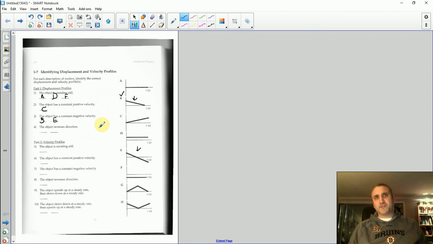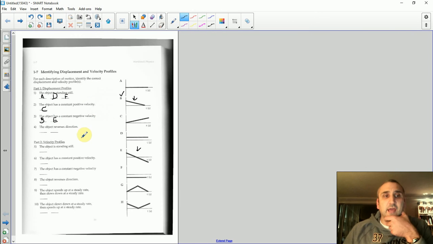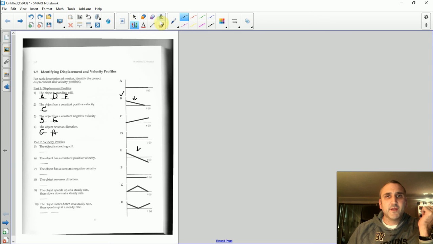So again, we're using displacement versus time, and you're dealing with something that has a negative slope. Finally, the object reverses direction. Those are going to be both G and H, because we're dealing with something with a position. It's going in the positive direction and then in the negative direction for G, and then for H in the negative direction and then in the positive direction. So I hope that helps you out a little bit.